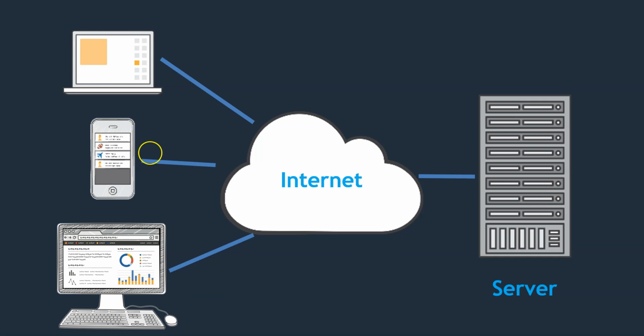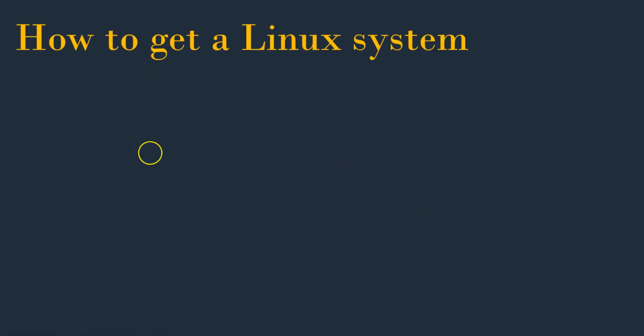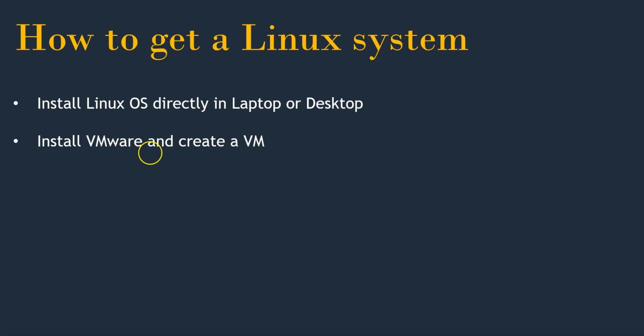Now to learn or to start with Linux, how can I get a system? There are different ways you can provision a Linux system. You can directly install Linux OS on your laptop or desktop. For this, you need a CD which contains the Linux OS. Install VMware on Windows system and create a VM. You can install VMware software and then you can create a virtual machine on the VMware application. Or else install VirtualBox and create a virtual machine. This is also a similar way. We need to download VirtualBox, then create a virtual machine.